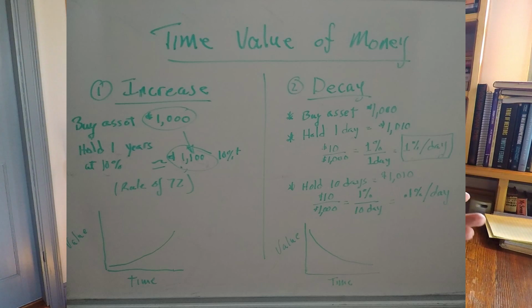I buy an asset for $1,000. I hold it for a year at 10% growth. I make $1,100. Okay, so you divide the $100 gain by the $1,000. It's 10%. It's a 10% gain. Basically, you can use the rule of 72 on that when you're compounding over time.